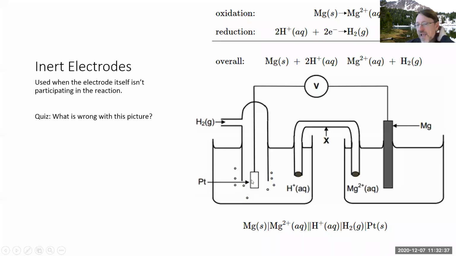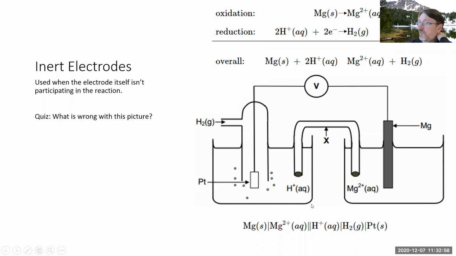So this platinum electrode is an inert electrode, meaning it's a surface at which the reaction is happening, but it's not actually part of the reaction. And so we include that in the cell notation as a further component. And what's wrong with the picture at this point?